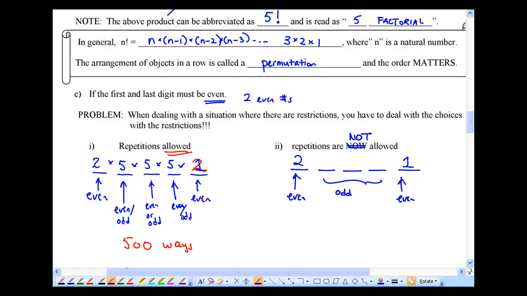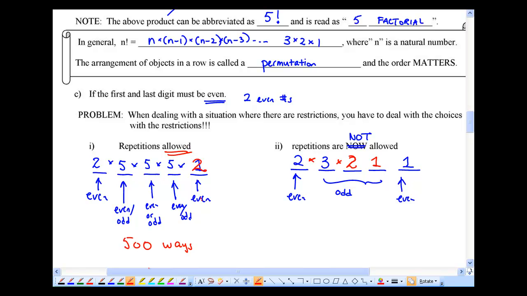So how many odd numbers are left? Well, yeah, there are 3 of them, right? Now, is it 3, 3, 3? No, because repetitions are not allowed. So remember, once I've used one of the odd numbers, it's gone. So there are only 2 left for the next spot, and there's only 1 remaining for the final spot.